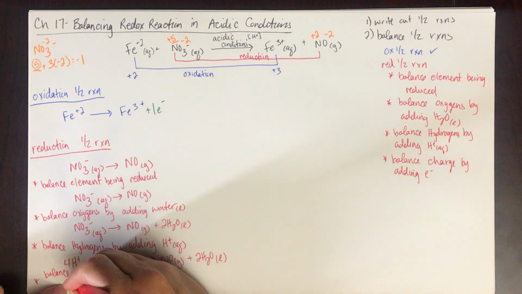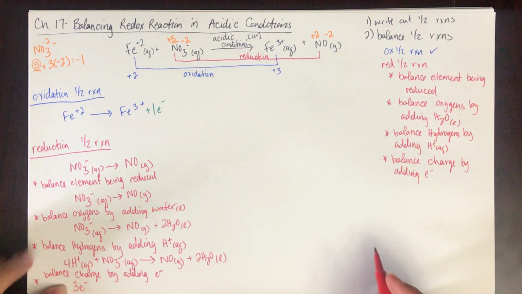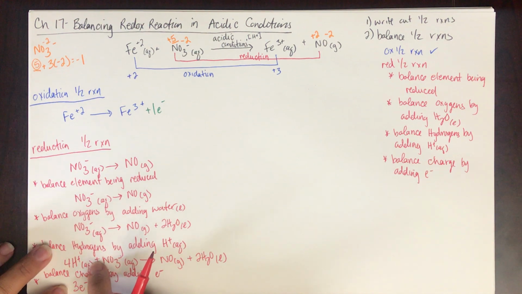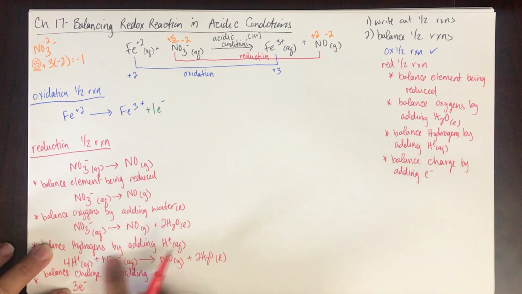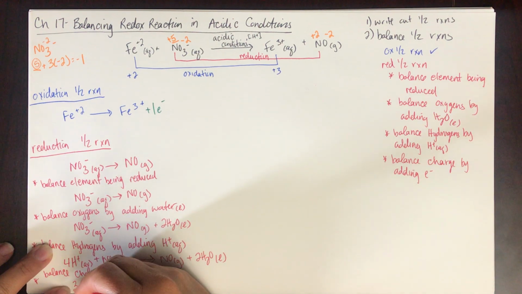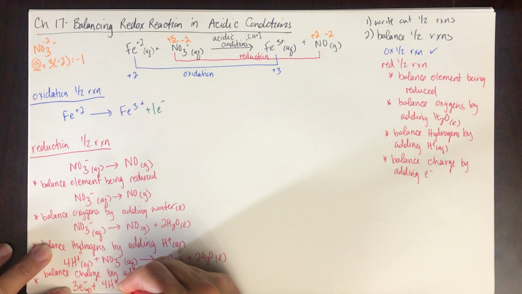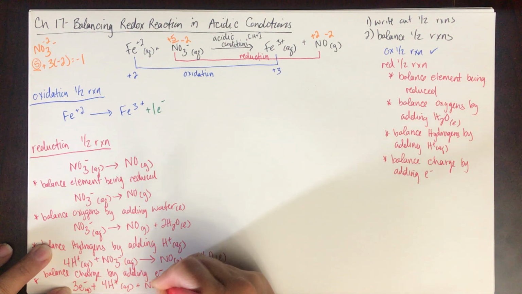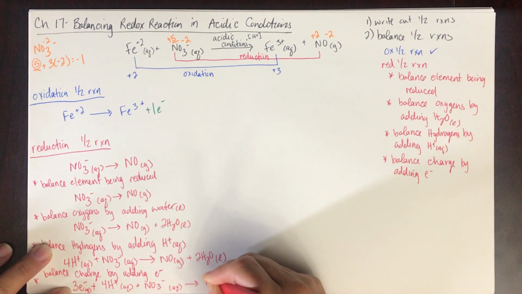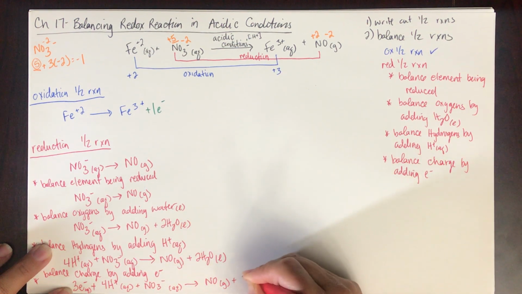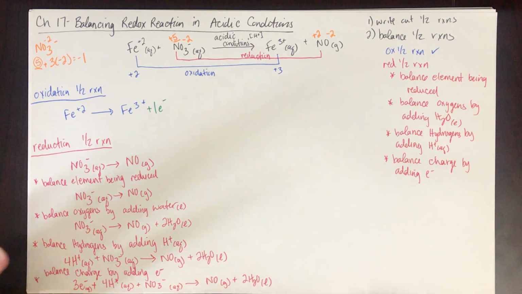That means I must need to add 3 electrons to this positively charged side, the reactant side that has a charge of +3. So electrons are aqueous. So 3 electrons plus 4 hydrogens plus the nitrate ion produces nitrogen monoxide gas plus 2 liquid water. Okay. So now we have balanced the 2 half reactions. Now we are ready to add them together.